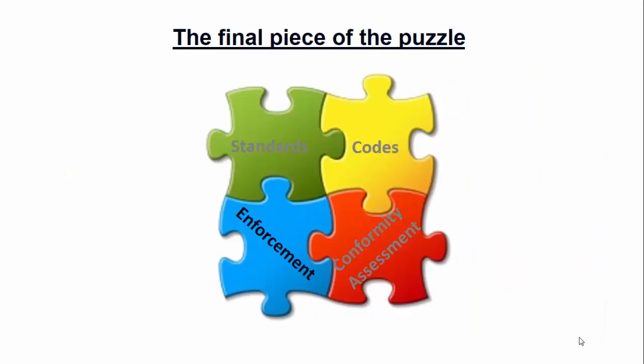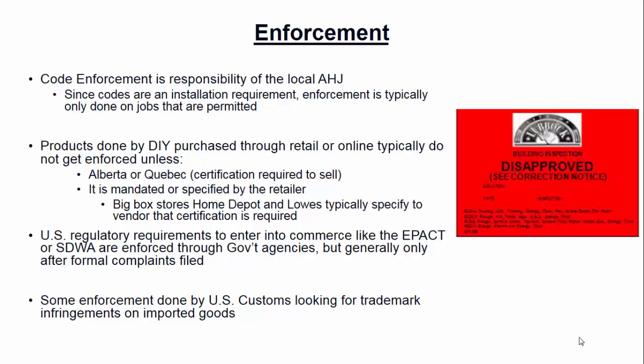So the final piece of the puzzle is the enforcement. The code enforcement, as mentioned, is the responsibility of the local authority having jurisdiction. That is the states and those local townships and cities within the states. Since the codes are an installation requirement, enforcement is typically only done on jobs that are permitted through a city or a jurisdiction. So any do-it-yourself products that were purchased through retail or online typically don't get inspected in the US and Canada, with a couple of exceptions: Alberta and Quebec, as mentioned earlier, where it's illegal to sell the product unless it's third-party certified.